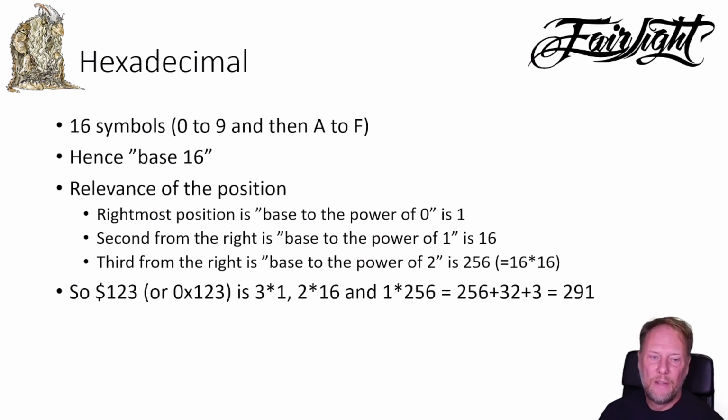So hexadecimal 123. That is 3 times 1, 2 times 16, and 1 times 256. So the 3 in the rightmost position, the 2 in the middle position, and then the 1 in the leftmost position here. That means that it's 3 times 1, 2 times 16, and 1 times 256. And that turns out to be 291.